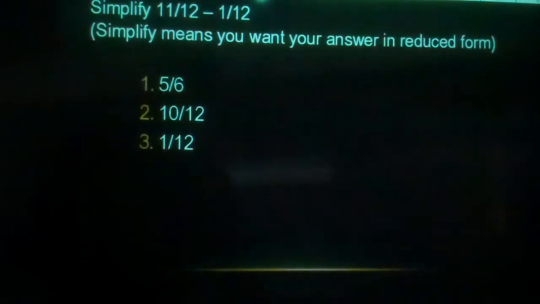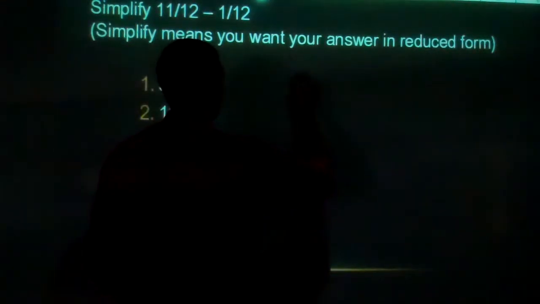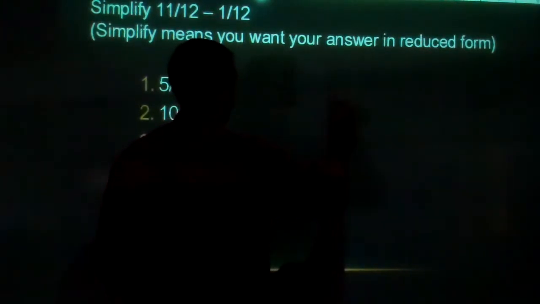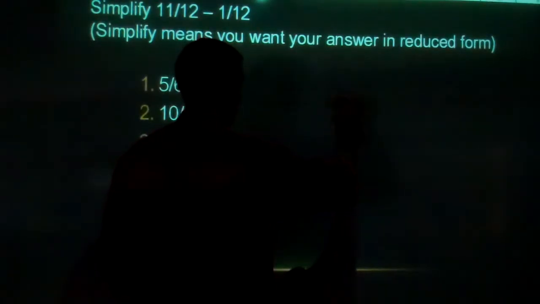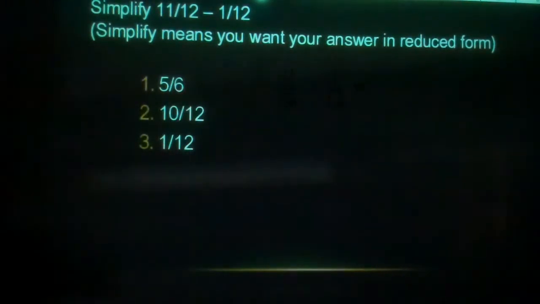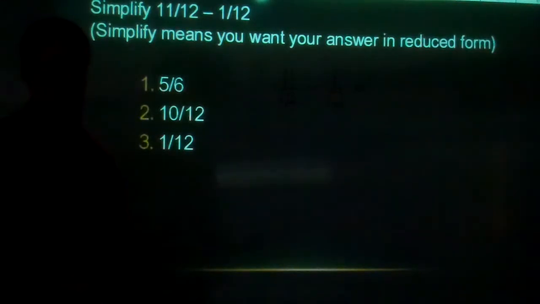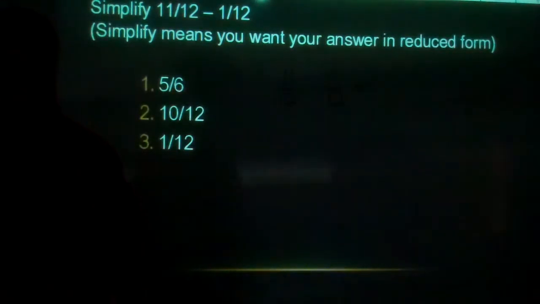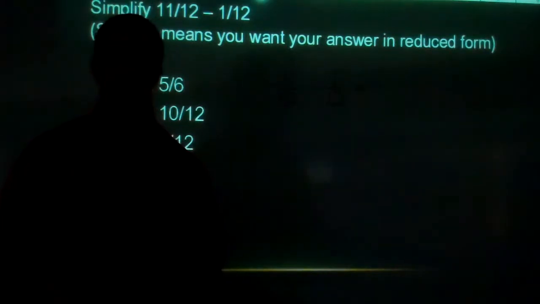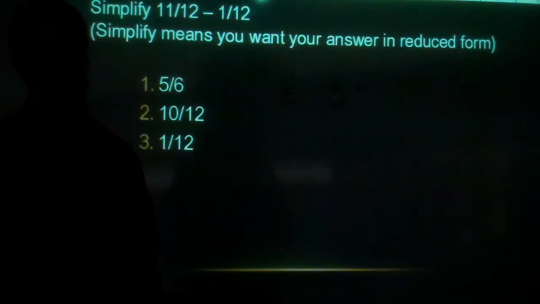Alright, this one. Simplify. 11 over 12 minus 1 over 12. Okay. Now I put in parentheses there. Simplify means you want your answer in reduced form. And actually, anytime that you get a fraction and you can reduce it, I would appreciate it if you would do that. It helps me out a lot and it keeps things a little cleaner.